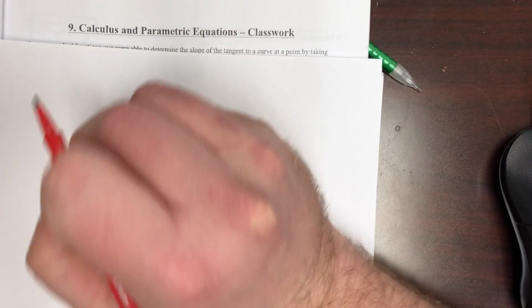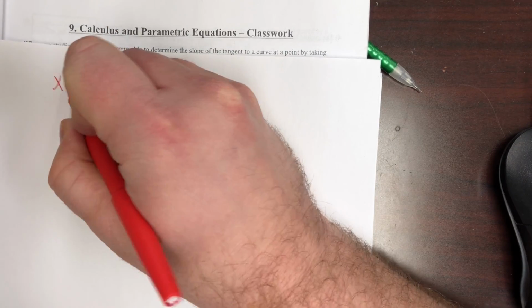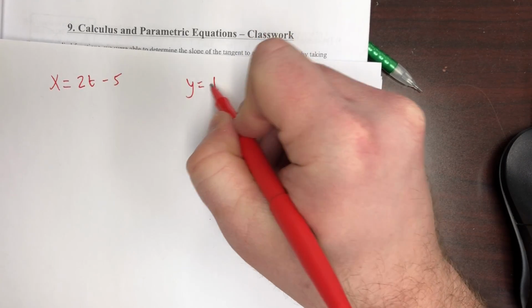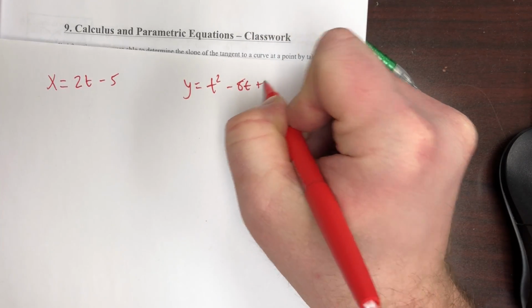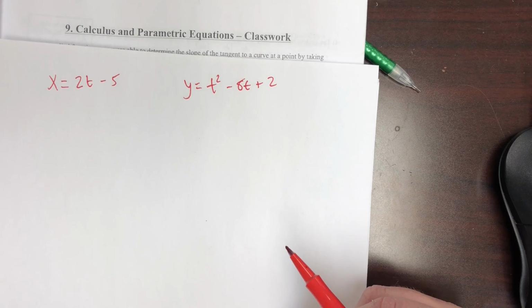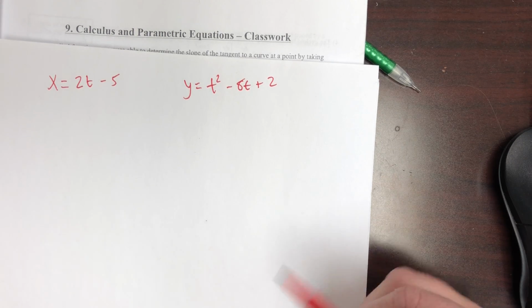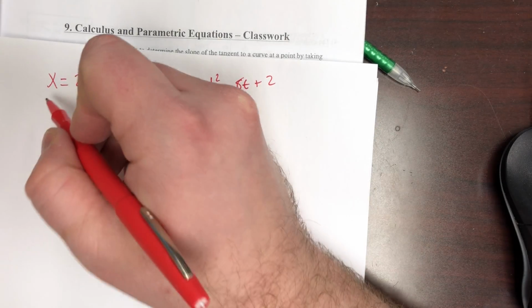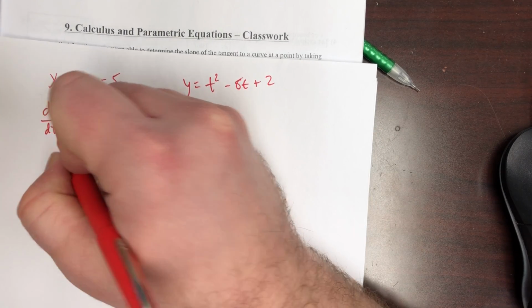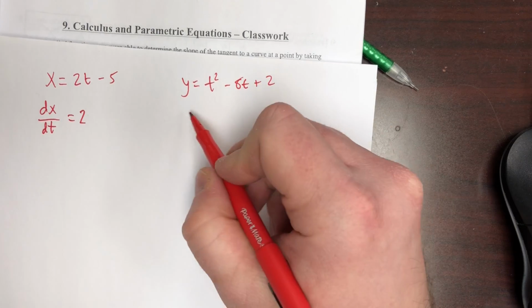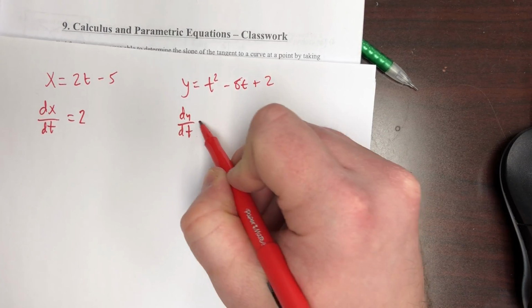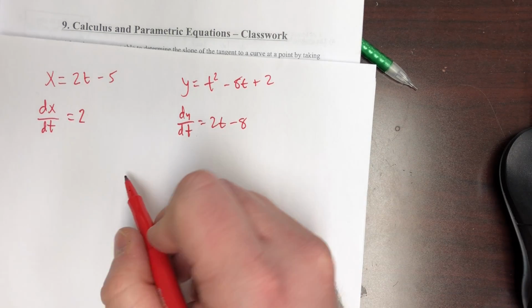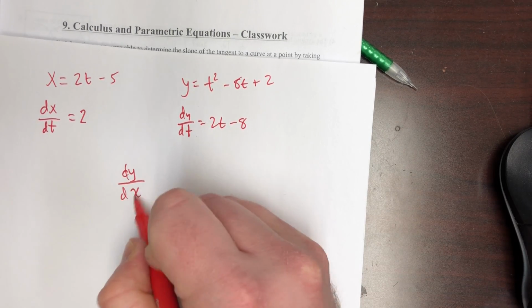So, let's say x is equal to 2t minus 5 and y is equal to t squared minus 8t plus 2. Let's say we have that. So we could take the derivative of each of these separately. We could get dx/dt and get 2. We could get dy/dt and get 2t minus 8. But how could I get dy/dx?